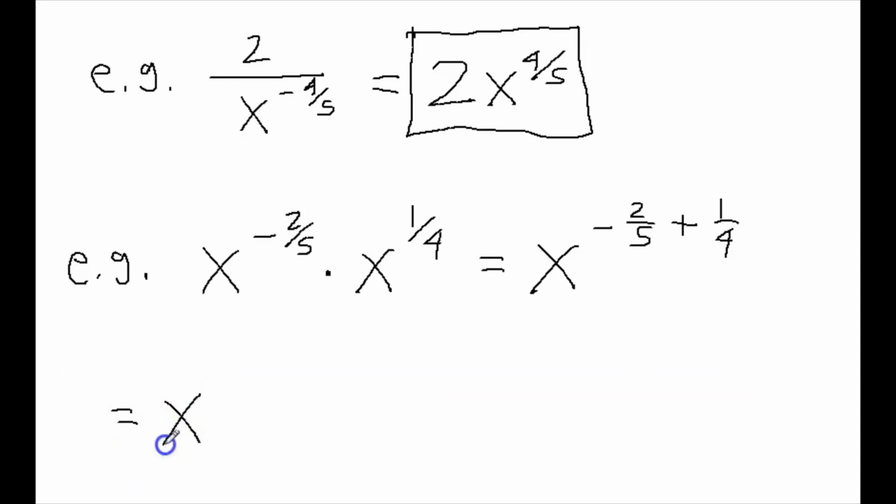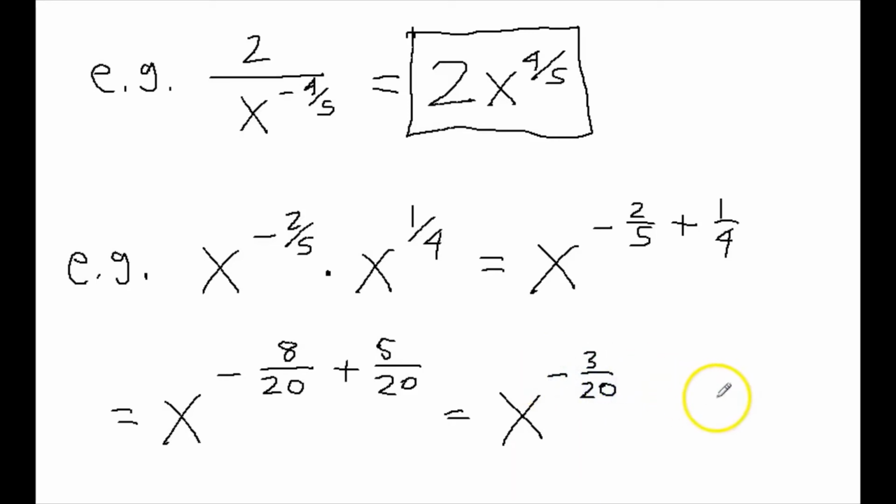Okay, so this will be x raised to the power of, what's the common denominator, 20? So negative 8/20th plus 5/20th. Got that? So this will be x raised to the power of negative 3/20th, won't it be? Negative 3/20th? Okay, so I've got here negative 3 over 20. Is that correct? How does that look?